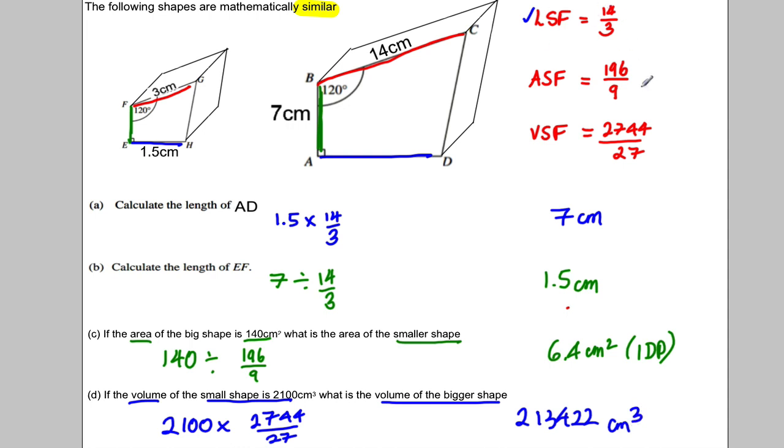Don't round your length scale factor, area scale factor, and volume scale factor. Leave them as fractions, but you could do your rounding at the end. Right, this is the time to pause the video. Pause the video, and if you've printed out the worksheets, work through the exam questions. After, in 5 minutes, I'm going to go through the answers. Here's the first one. So 5 seconds, I'll go through.